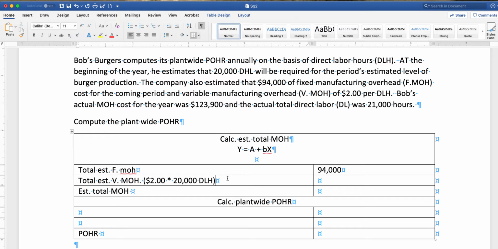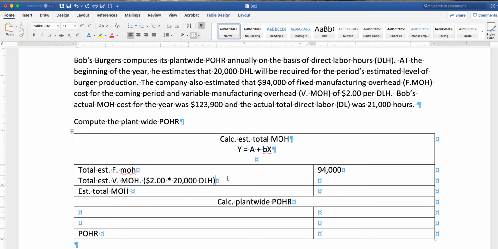Okay. Wait a minute, Professor Bruce. It says 21. Yes, 21,000 were actually incurred. We don't care about that now. We are not applying the predetermined overhead rate. We are actually calculating the predetermined overhead rate.